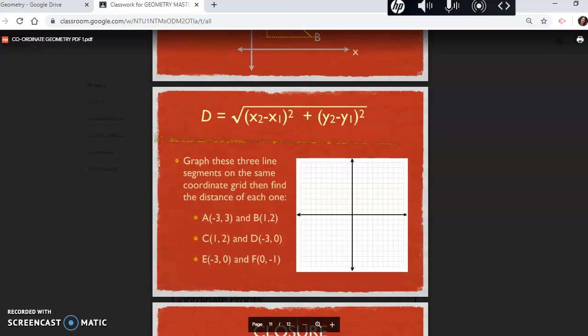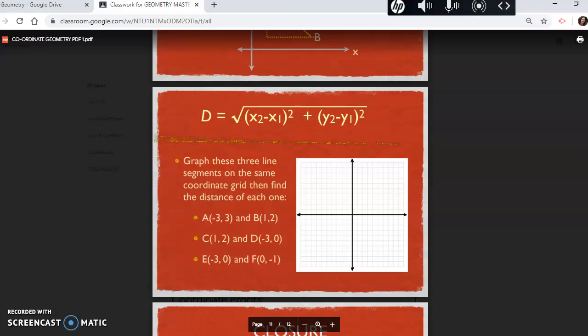Okay, for C, the change in x's is from 1 to -3, that's a distance of 4, so you're doing 4 squared. From 2 to 0, that's a distance of 2, so that's 2 squared, and 4 squared plus 2 squared, that's 16 and 4 is 20, so it'd be the square root of 20 would be the distance, and if you do that on the calculator, it's going to give you something like, again, 4 point something.